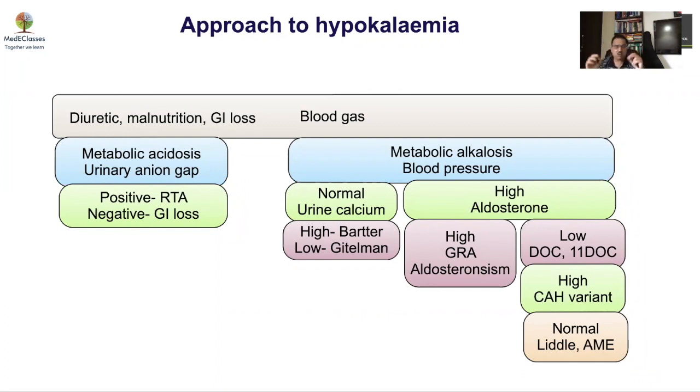So the key thing to look at in a child with hypokalemia is the blood gas. Acidosis, very simple, RTA versus diarrhea. Alkalosis, look at blood pressure. Normal blood pressure, Bartter-Gitelman. Blood pressure is high, look at aldosterone and PRA. And some of those CAH variants you will be able to identify.